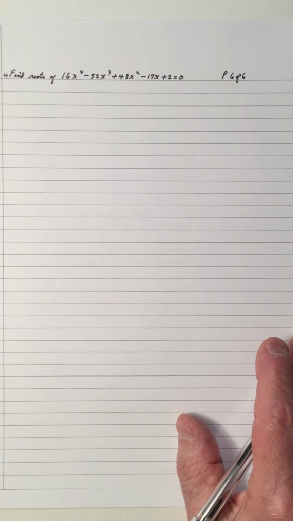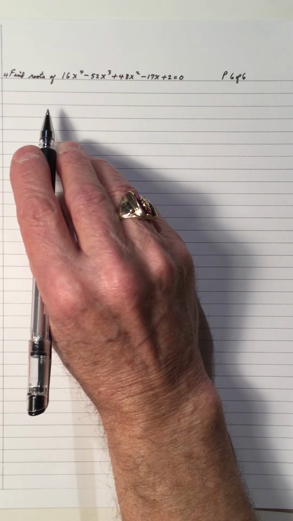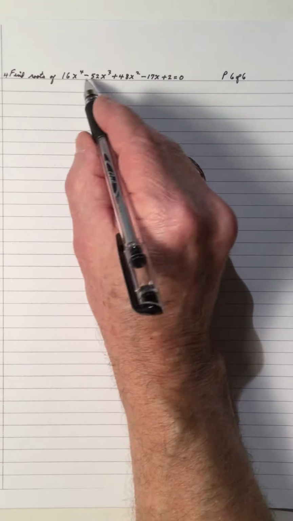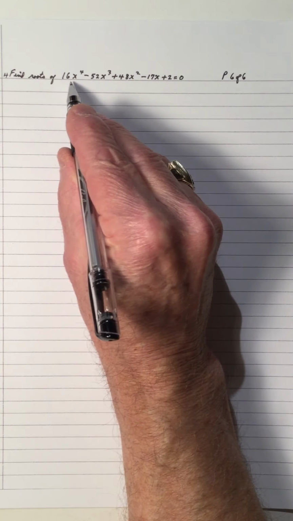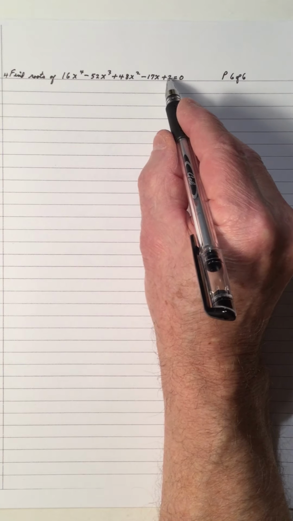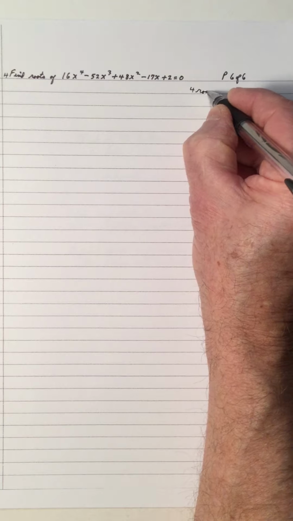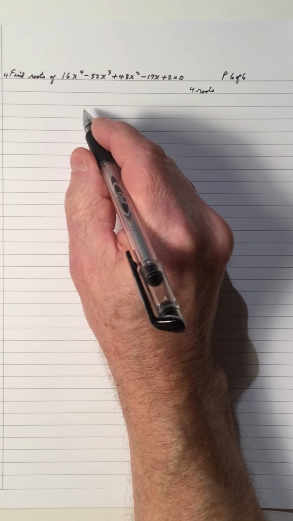Okay, number 4. Find the roots of this equation. Okay, here we go. I'm a pattern. Set it equal to 0, all terms on the left side in descending order: 4, 3, 2, 1, perfect. Now there are 4 roots because the highest degree is 4.